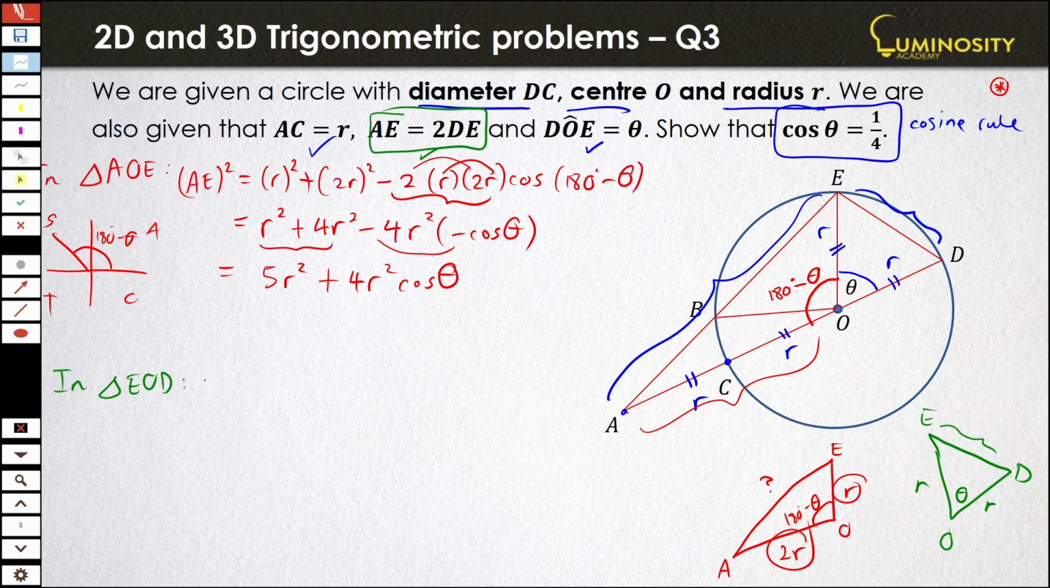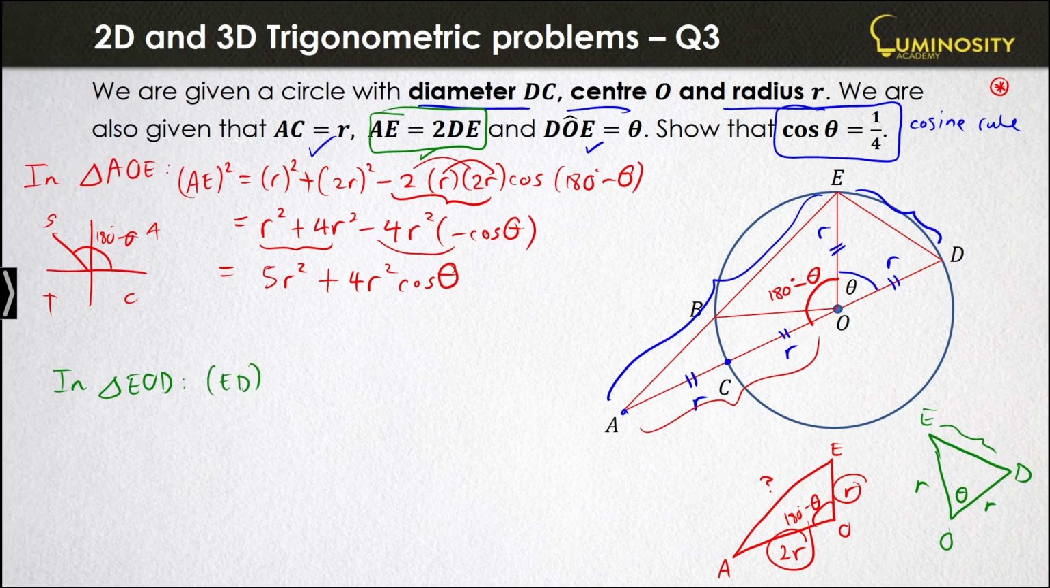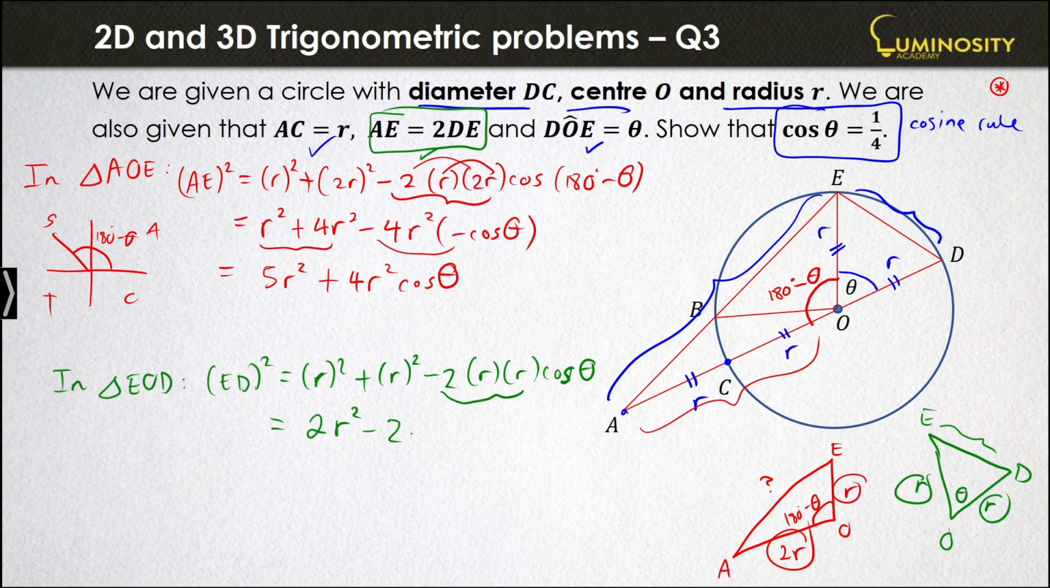In triangle EOD, we have ED squared equals these two sides squared and added, so R squared plus R squared, minus 2 times the product of those two sides times cos of the angle in between them. So let's clean that up. R squared plus R squared, that's 2R squared, minus 2 times R, which is minus 2R squared times cos theta.